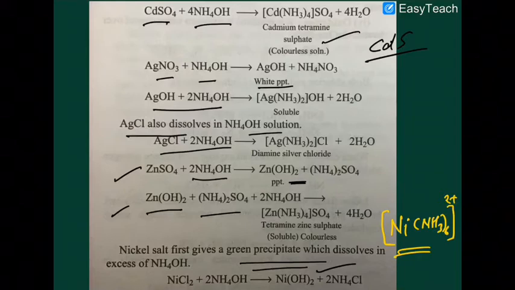So you can say that in almost all the cases, and I am repeating once more, with iron, chromium and aluminium, the hydroxides obtained do not dissolve in excess of ammonia. But in case of copper, cadmium, zinc and nickel, the hydroxide formed is soluble in ammonia. You have to understand that.